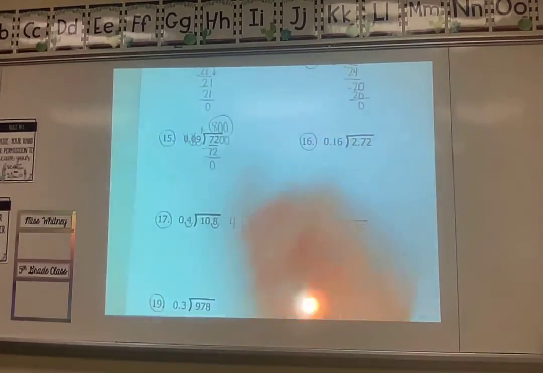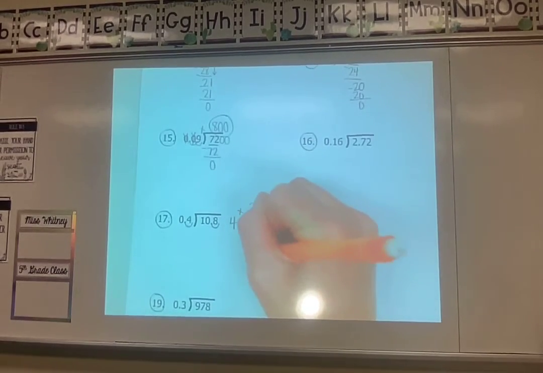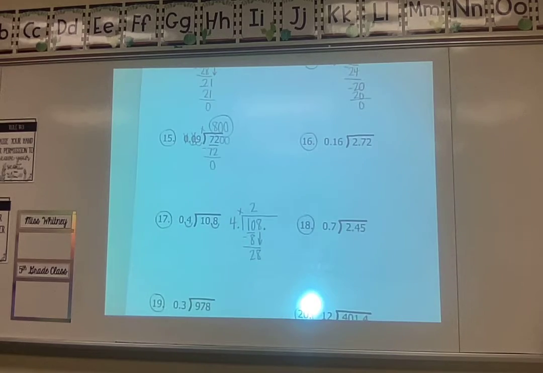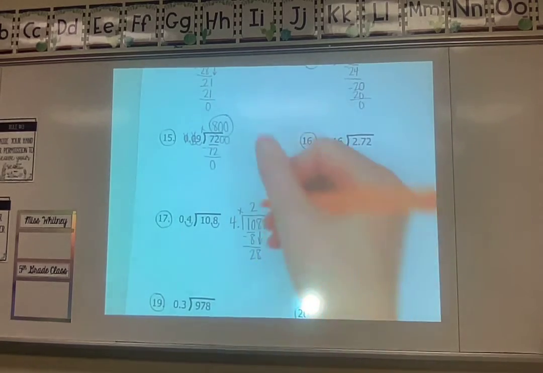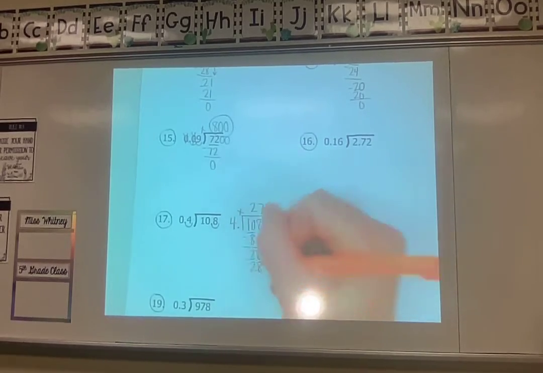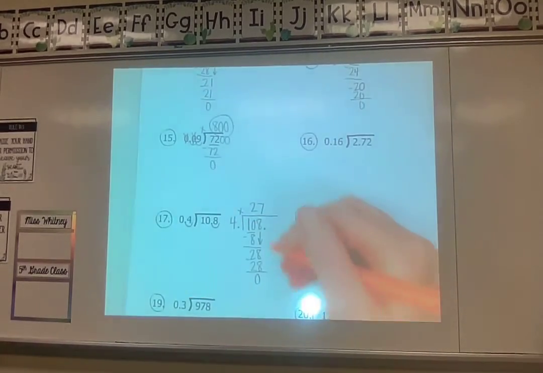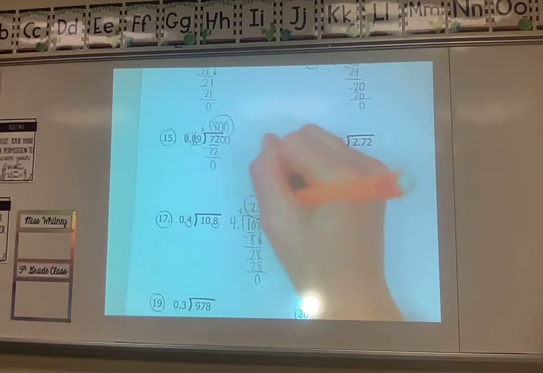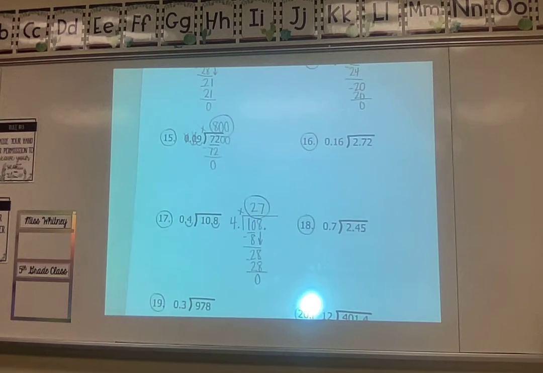4 into 10 would be a 2. 4 times 2 is 8. Subtract, that's a 2. Bring down the 8. I didn't pass the decimal yet, so I'm good to keep going. 4 into 28 would be a 7. 4 times 7 is 28. Subtract, I get a 0. And I never passed my decimal, so 27 would be my answer for that one.